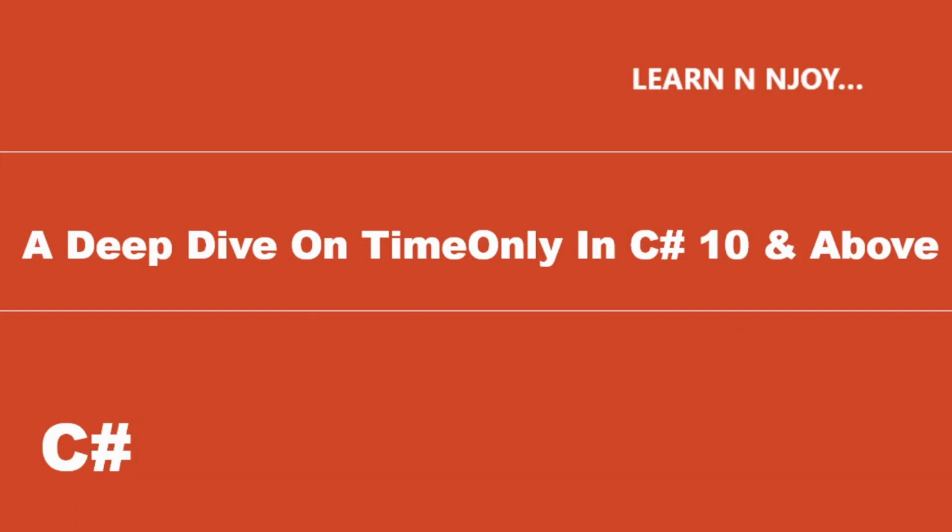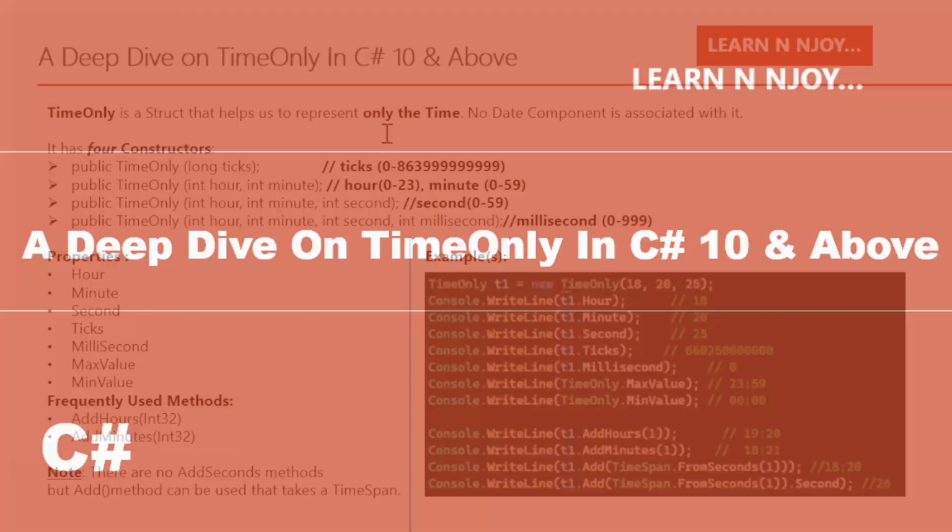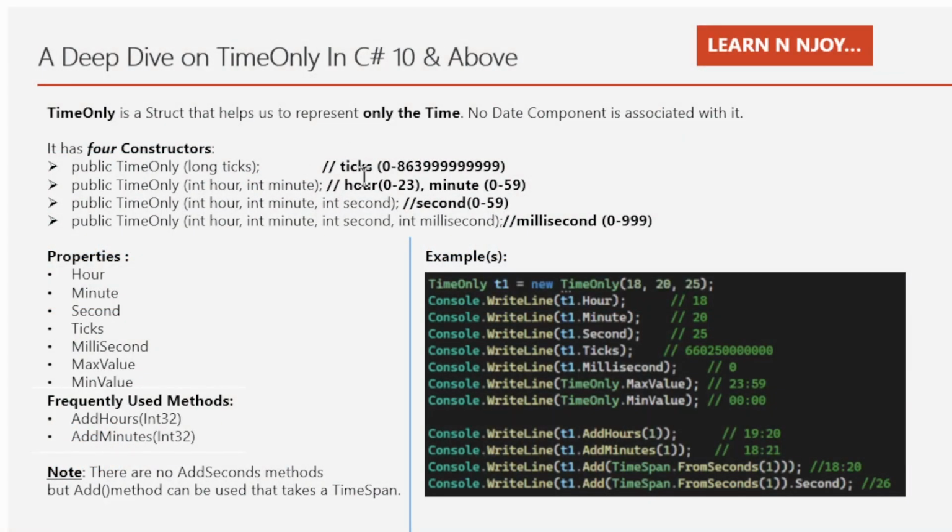A deep dive on TimeOnly in C# 10 and above. Here we are going to talk about TimeOnly in detail. TimeOnly is a struct that helps us represent only the time. No date component is associated with it. It has 4 constructors. The first constructor accepts only one input parameter, which is ticks of long type. Okay, and this ticks value could range from 0 up to 863999999999.